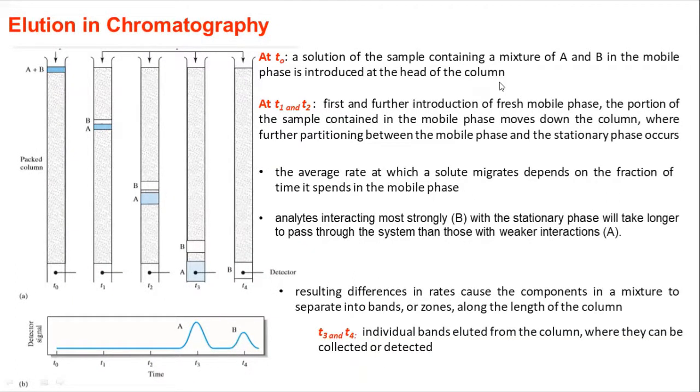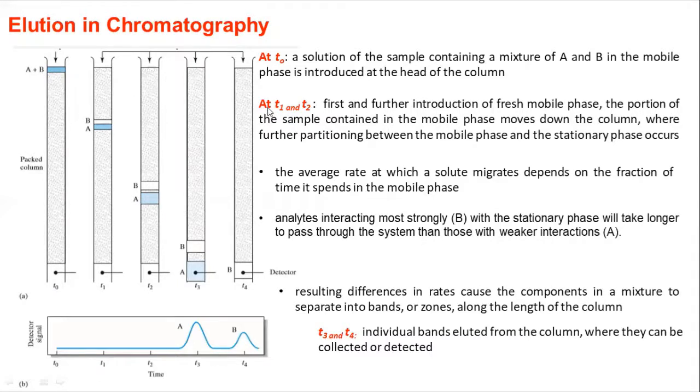So here is an example of what happens in elution in chromatography. At T sub 0, a solution of the sample containing a mixture of A and B in a mobile phase is introduced at the head of the column. For example, this is a crude plant extract. In a crude sample, you have different compounds. So for example, here are compound A and compound B, and you want to separate them.